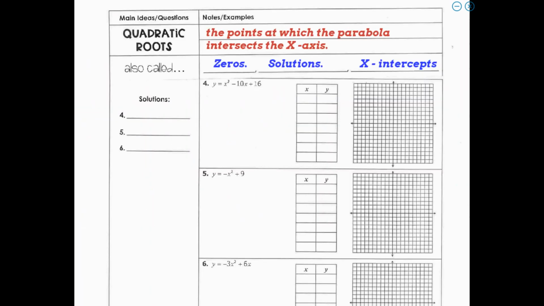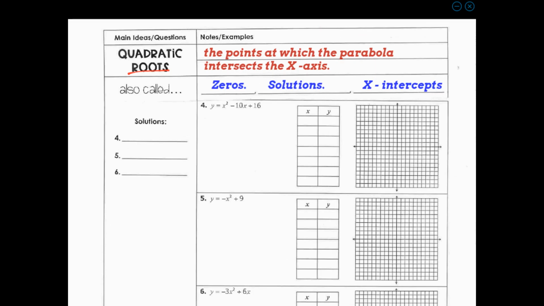So this next note page, there's what you need to write at the top. We've already talked about this a little bit, that quadratic roots, roots and zeros, solutions, x-intercepts are all the same thing. They're all talking about the points at which the parabola intersects the x-axis.